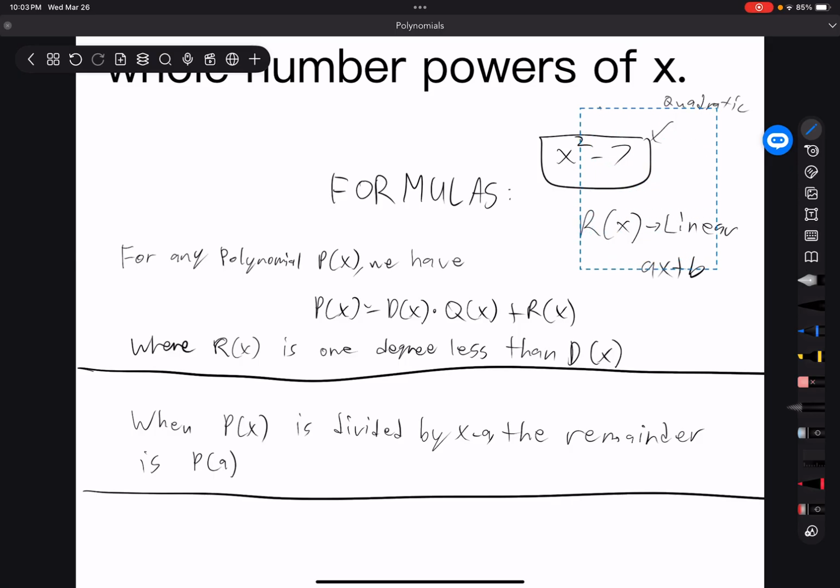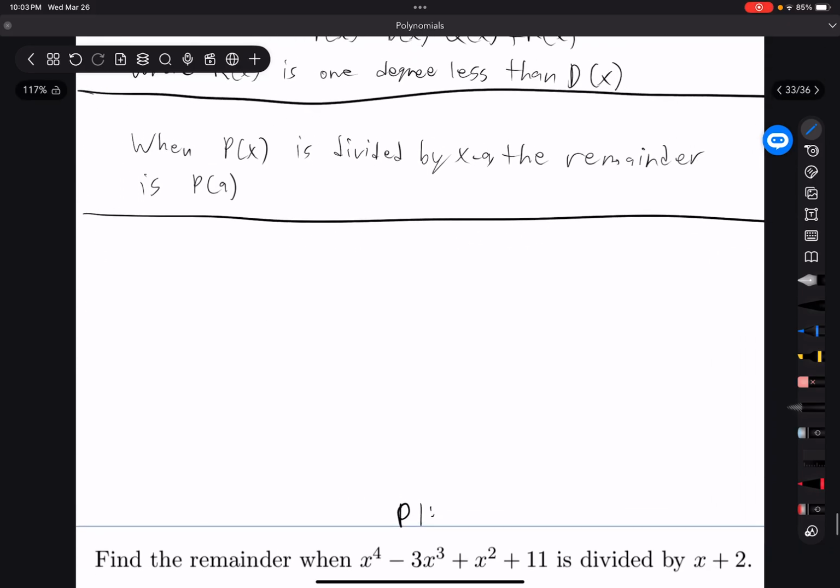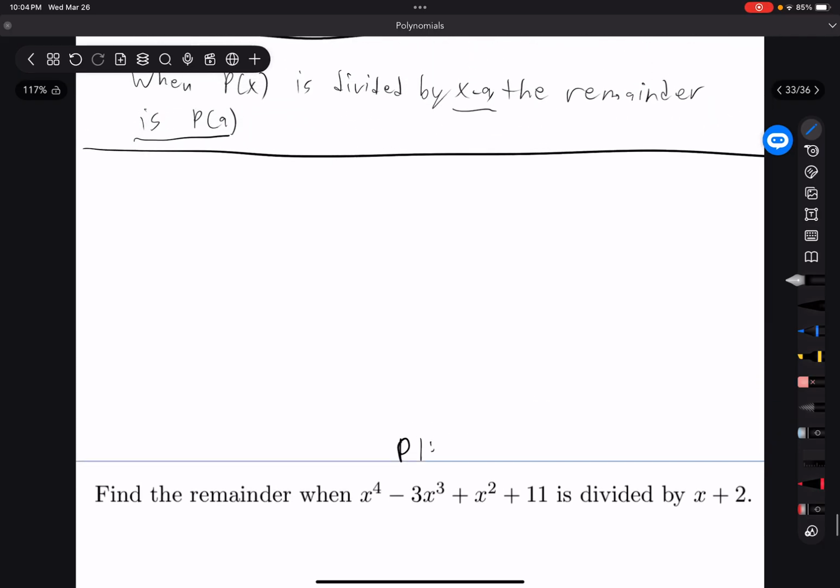Okay, so now that we know that, let's get working. Oh, and our one last formula, which is that when p of x is divided by x minus a, the remainder is always p of a. This is a really helpful theorem because it can help us solve a lot of problems that we might have with synthetic division. Alright, let's look at our first problem, which actually will involve that theorem.